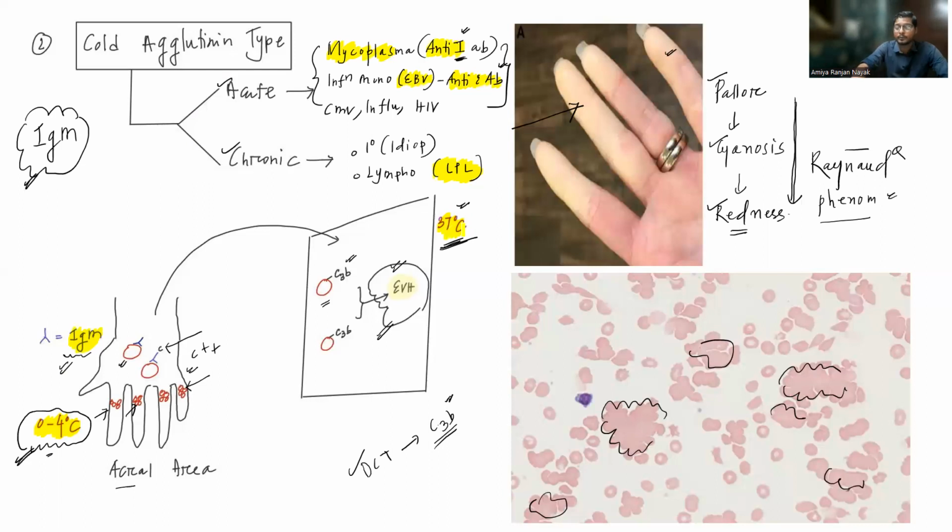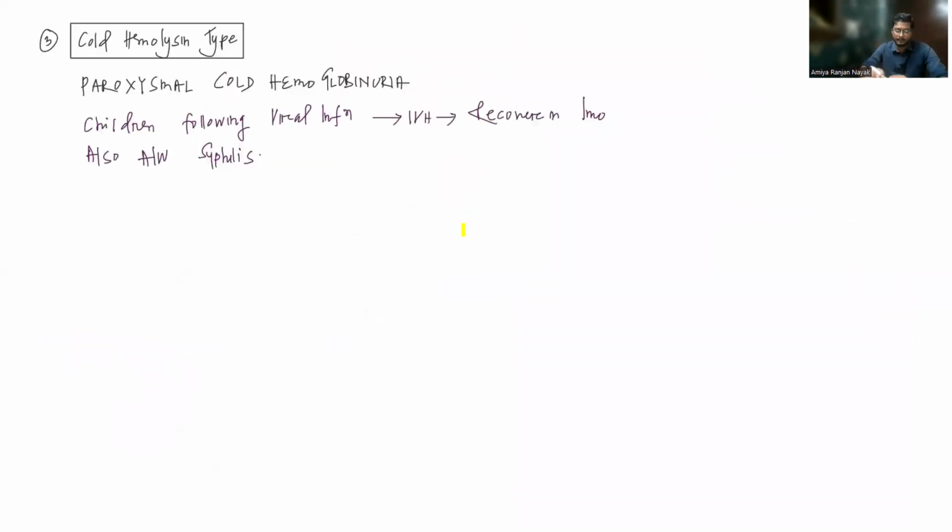Okay. Now we'll go to one of the very interesting types of hemolytic anemia, that is cold hemolysin type hemolytic anemia. That means here also antibodies will bind to the RBC surface at cold temperature, that is 0 to 4 degrees centigrade. But here there will be no agglutination. There will be hemolysis.